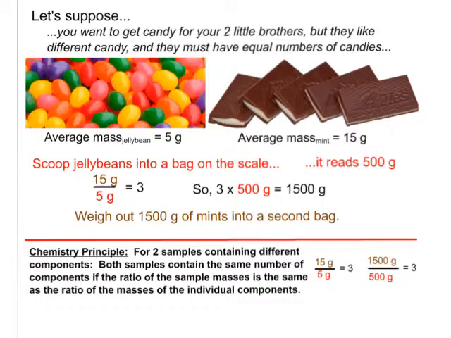For 2 samples containing different components, jelly beans and mints, both samples will contain the same number of components if the ratio of the sample masses is the same as the ratio of the masses of the individual components. So the ratio of the mass overall is 1,500 grams to 500 grams, and the ratio of the individual components is 15 grams to 5 grams. Those are the same ratios. They're equal to 3, or 3 to 1. And so we know that both samples have the same number of individual components.